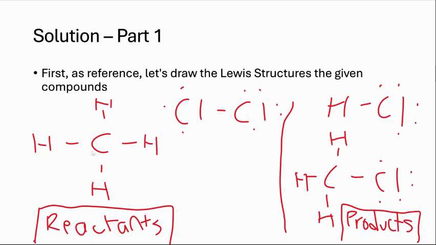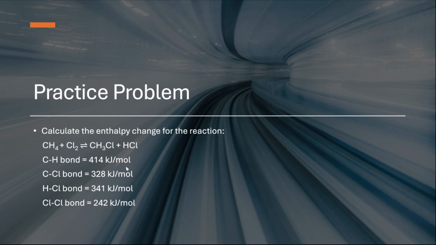A CH4 molecule has 1, 2, 3, 4 CH bonds. So now we know that there are 4 CH bonds in the reactant, or the bonds broken. So we have 414, and we have 4 of them. So we do 414 times 4. We'll keep that in mind.